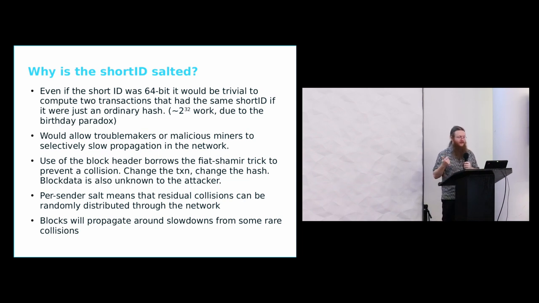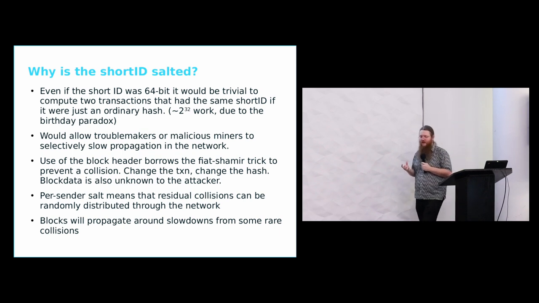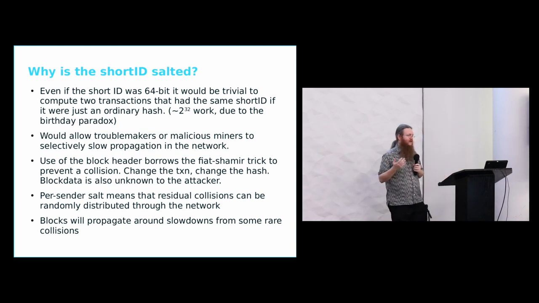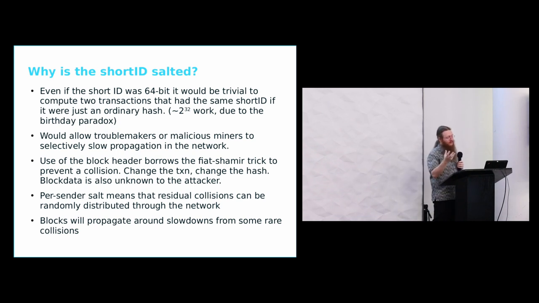It also has an additional salt that's provided by each of the generating parties that generate a compact block. And the idea of this additional salt is that if just by dumb luck, some transaction pair in a block, or a transaction in the mempool plus a transaction in the block, were to happen to have the same short ID when hashed with the block header as the key, then having different salts on different links means that these collisions would happen sort of randomly on the network instead of happening everywhere. And as a result, blocks will not propagate slowly everywhere. So if Alice and Bob's connection gets slowed down because of a collision, that's okay, the block will just route around them, go through the fastest path through the network.